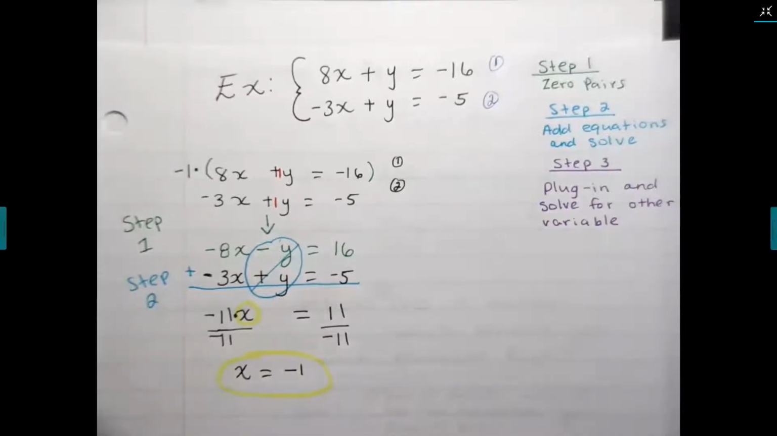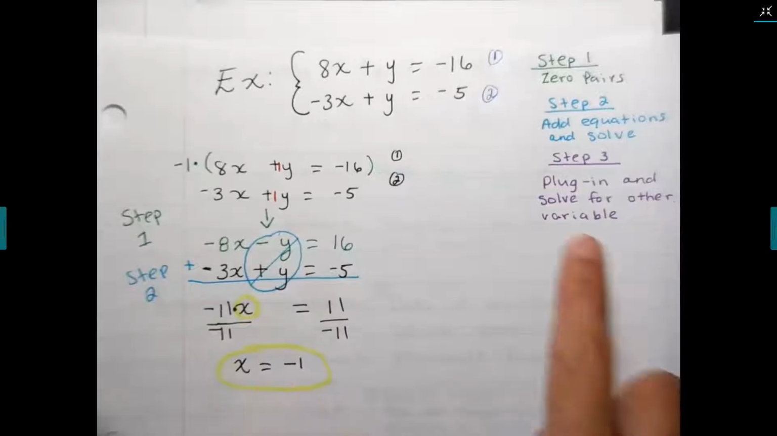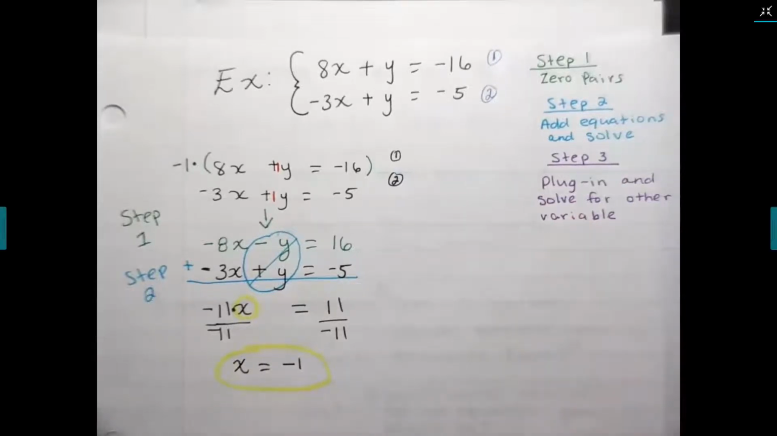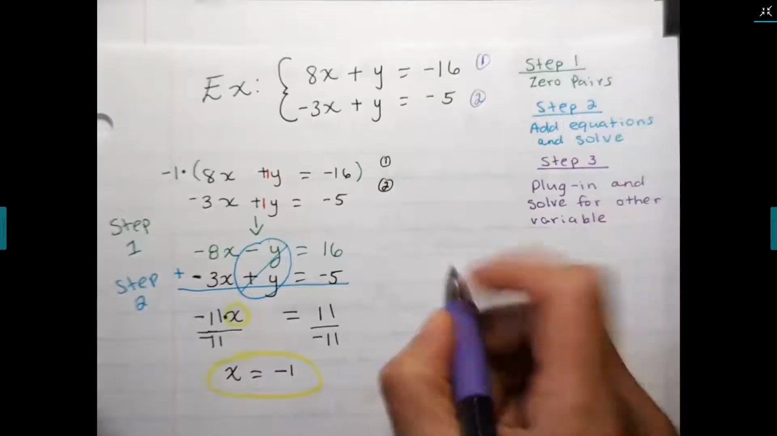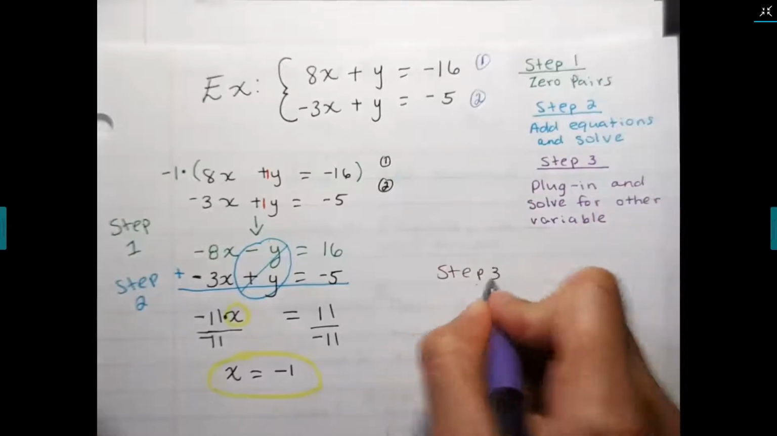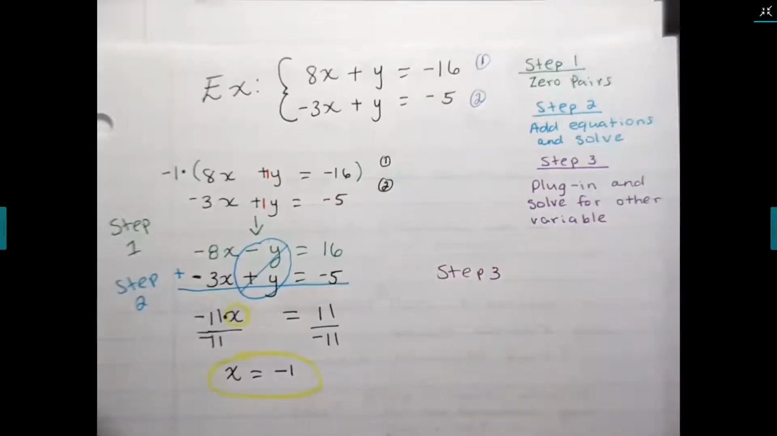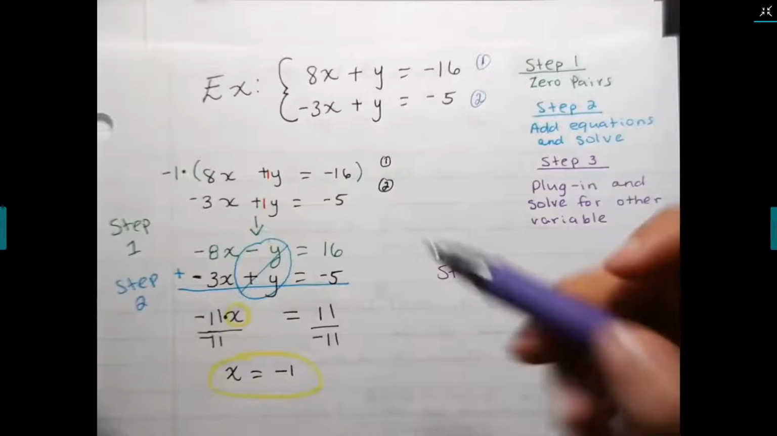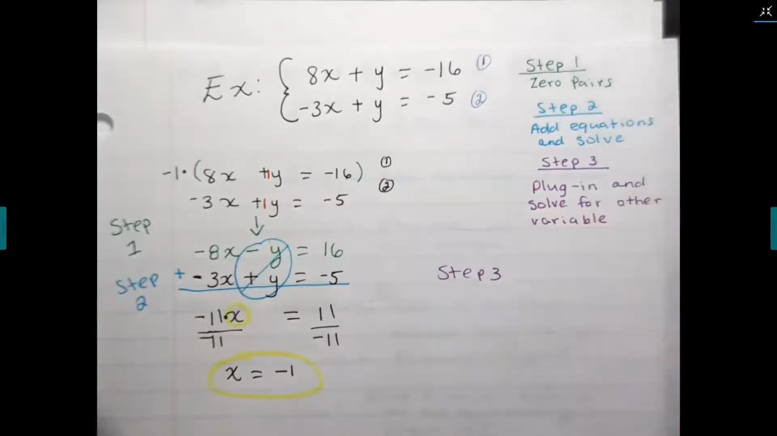But of course, I'm working a system of equations. So when you find one variable, you're only halfway done because I'm still missing y. So this is where step 3 comes in. I'll do that here to the side. Step 3, I'm gonna plug in this number into one of my original equations. And again, you have two choices. You only have to plug it into one. Either way you do it, you'll get the same answer, but you only have to do it to one equation.